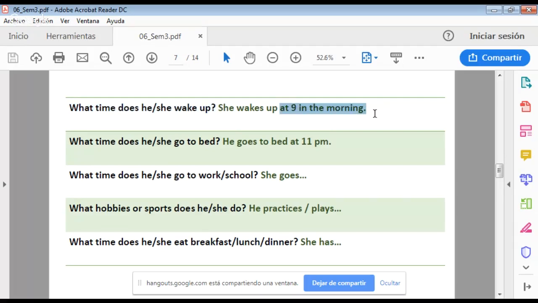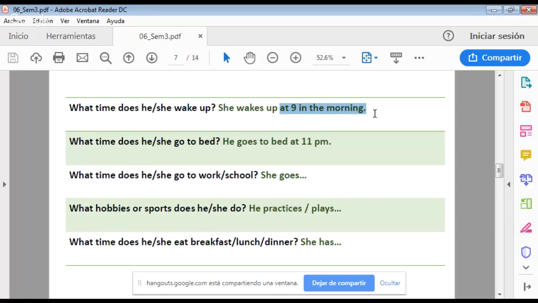¿A qué hora se levanta? A las 9 de la mañana, punto. Pero es importante que por favor den respuestas completas. ¿Por qué? Porque necesitamos practicar esto. Entonces, si no dan la respuesta completa, no se dan oportunidad de practicar lo que les acabo de mencionar, que es el toque inflectivo dentro de inglés.